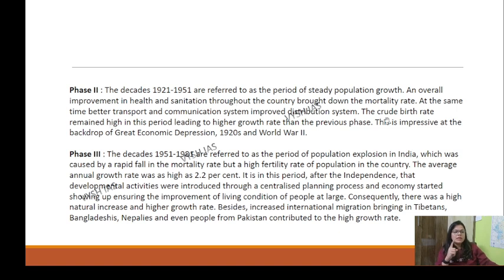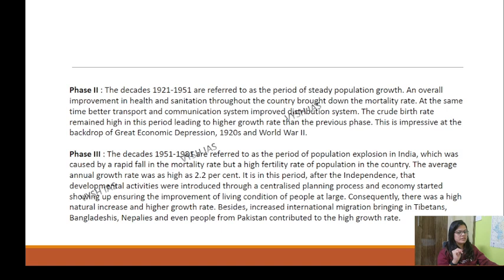At the same time, with transport and communication, the crude birth rate remained high in this second phase, leading to a higher growth rate than the previous phase. Birth rate was high, but the death rate, which was high in the first phase, got improved.